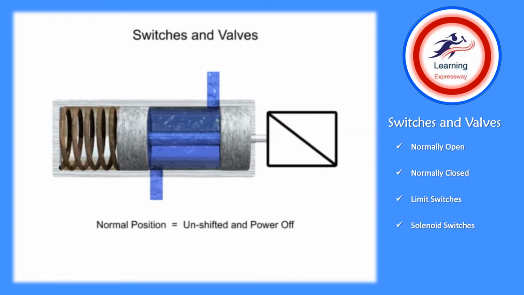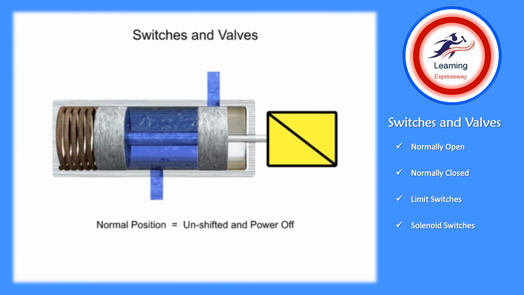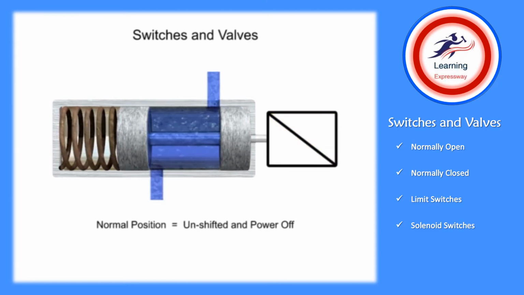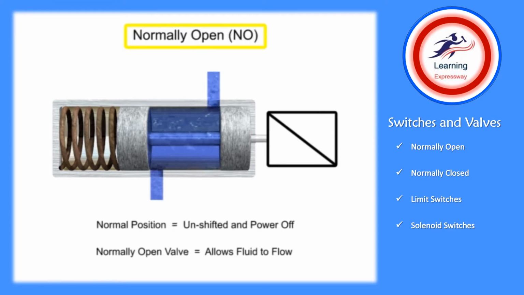The terms normally open and normally closed are used to describe the condition of a valve when it is in the normal position. For this valve, the normal position allows unrestricted fluid flow through the open ports. Therefore, this valve is a normally open valve.